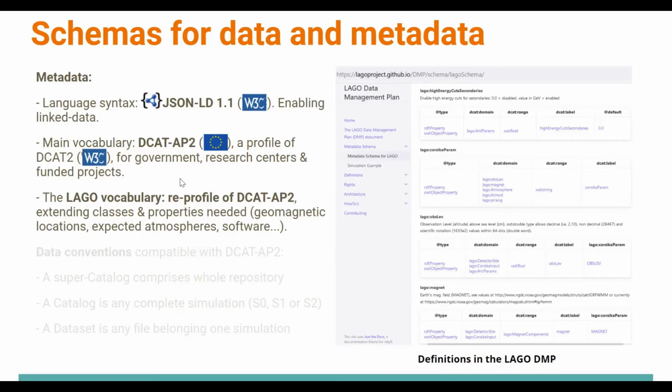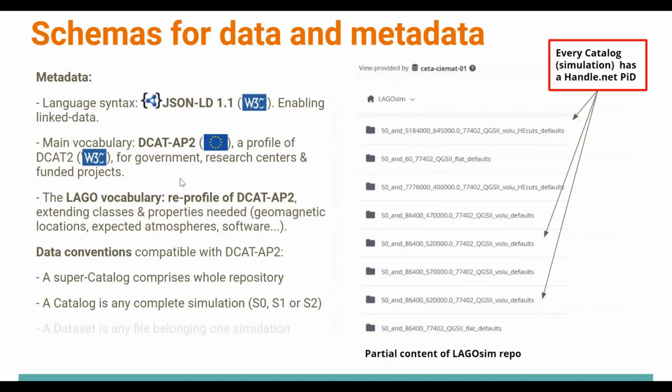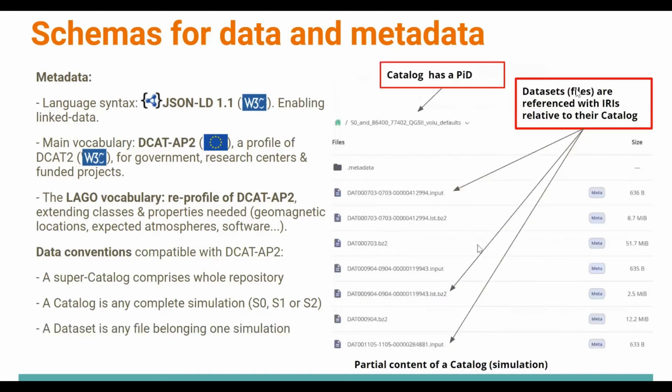The data is structured in a way compatible with DCAT. The repository is a super catalog, and every simulation is a simple catalog that has its own handle by ID. Finally, every file has structured data, and it can be considered a dataset in DCAT vocabulary. It doesn't make sense to use a PID for every dataset because they will not be referenced individually. Although references are needed for provenance, and we use relative IDs for that.